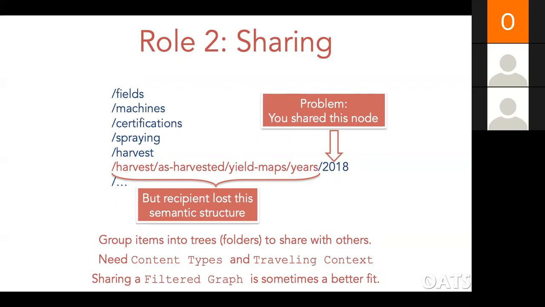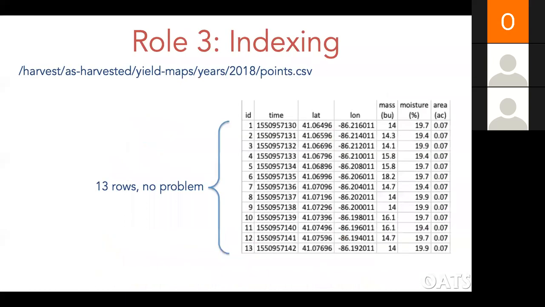And it's really hard to come up with a graph for every possible scenario. So you may want to just go ahead and create a sort of purely functional filtered version of the original graph that just has the stuff in it you want. Keep that in sync and share that. The third role that we have with this stuff is indexing.